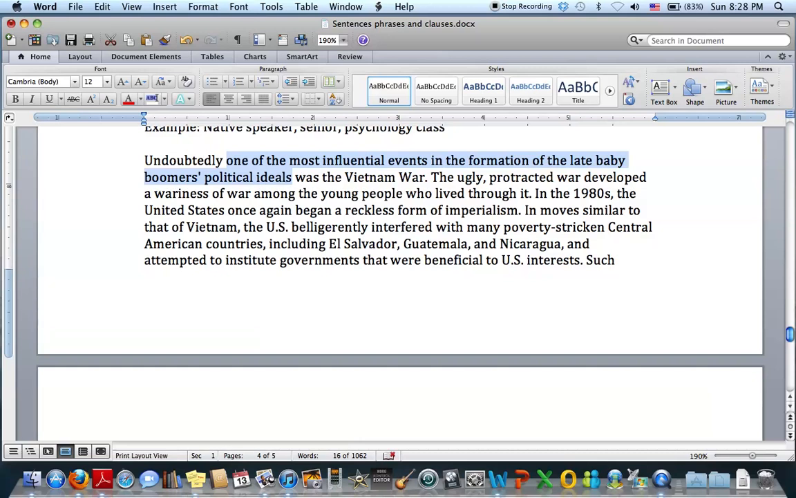And if you look at it, we have a simple sentence. This is actually a simple sentence. We have one adverb, just an adverb phrase at the beginning, so there's a phrase. Then we have one subject, one of the most influential events in the formation of the late baby boomers' political ideals. So up to this point, that's our subject. Here's our verb, and here's the predicate nominative that comes after it. It's a simple sentence, even though it's big.